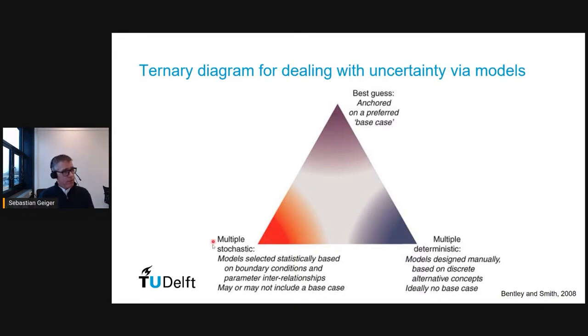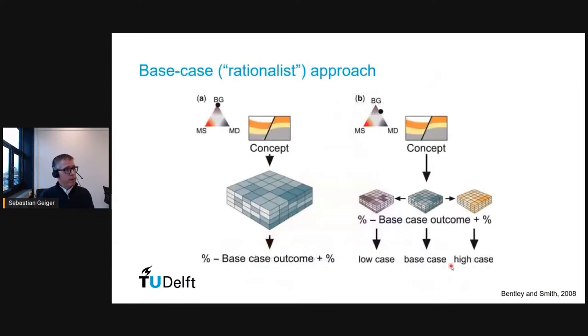On this corner, we have multiple stochastic models. So we take one model and run multiple stochastic realizations of permeability and porosity distributions for that model, to look at interparameter relationships, net-to-gross versus permeability versus porosity, to understand geological uncertainty. And on this corner, we have multiple deterministic scenarios. This is where we design a number of reservoir models to explore different geological concepts, so we no longer have a single base case. Let's look very quickly at these three different corners.